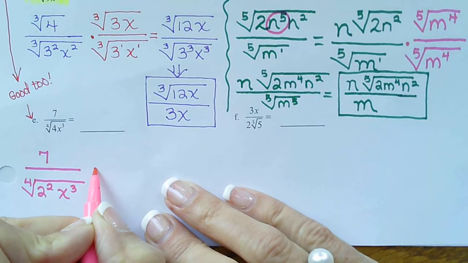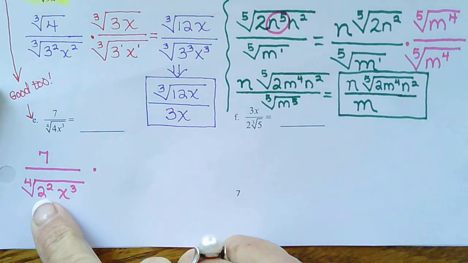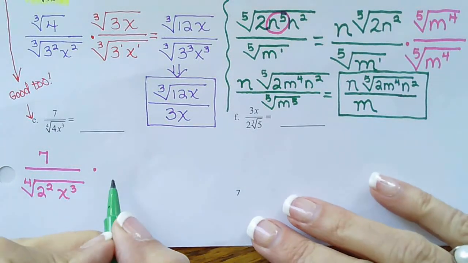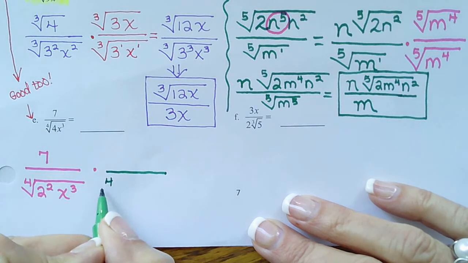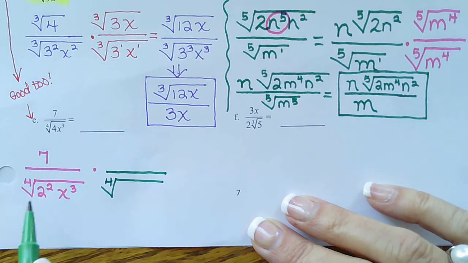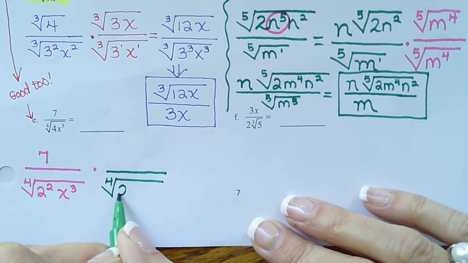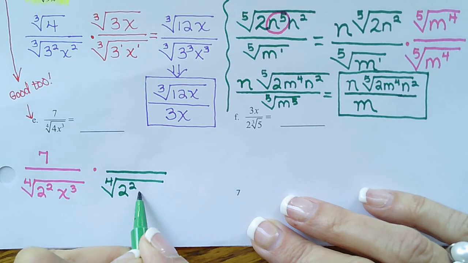And then we say to ourselves, what do we need to multiply by in order to make this 2 to the fourth and x to the fourth? That's our goal. We need 4 2's and 4 x's for them to pop out. So we say, what are we missing? Just like we did on the last page. We're missing 2 2's because we have 2 and we need 4. We're missing 1 x.